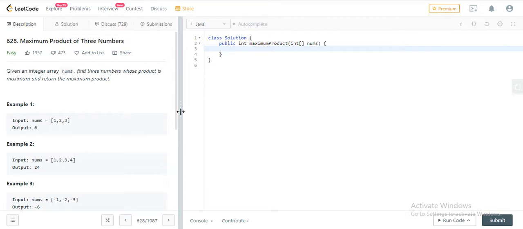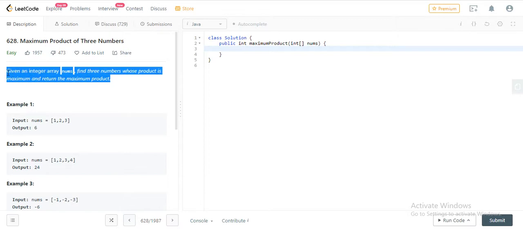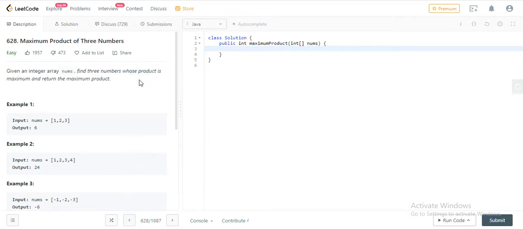So the problem statement is: given an integer array, find three numbers whose product is maximum and return the maximum product. So an array is given, and we have to return the maximum product of three numbers. Here the output will be 1 multiplied by 2 multiplied by 3.